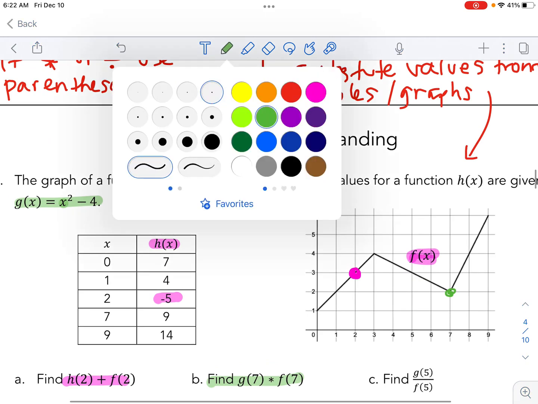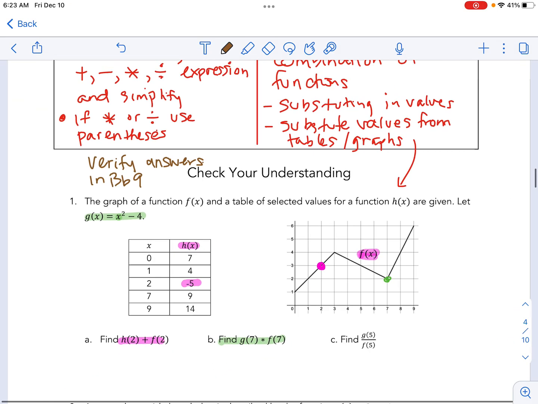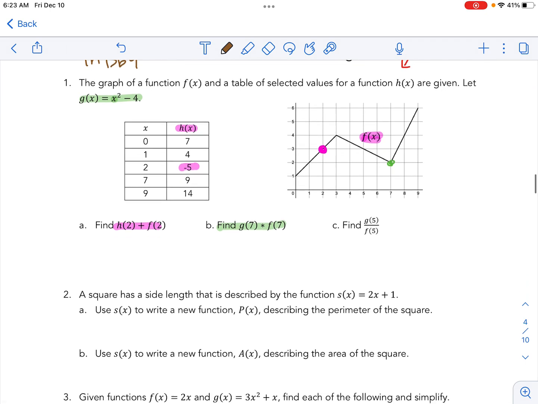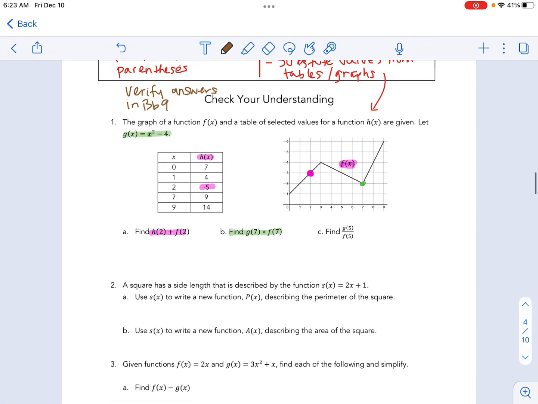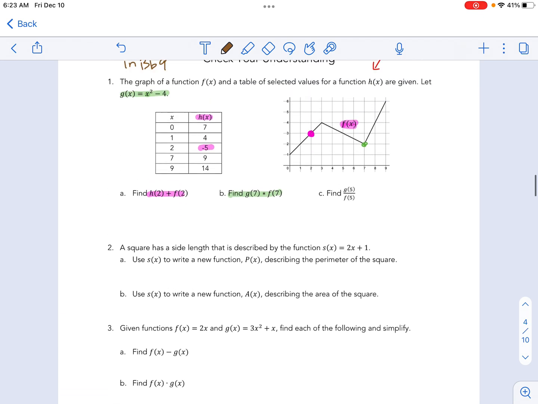So you're going to work on this check your understanding, and then I'll just write it up here: check your understanding and then verify your answers. You can do that in Blackboard with the answer key. In Blackboard I have an answer key for section 4.6 that you can look at, and it's a PDF.